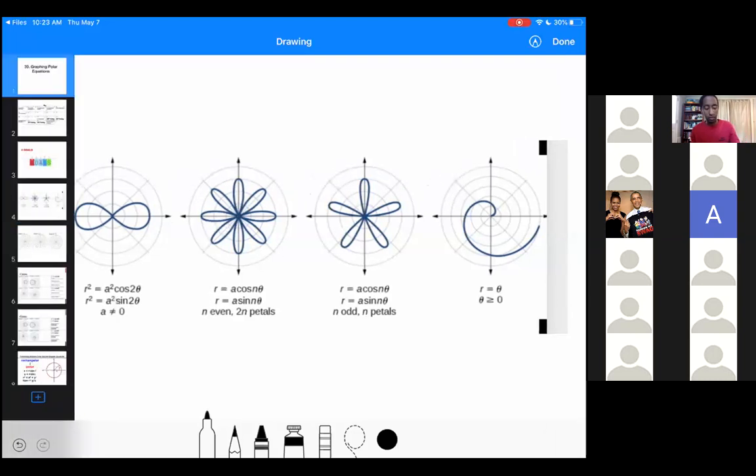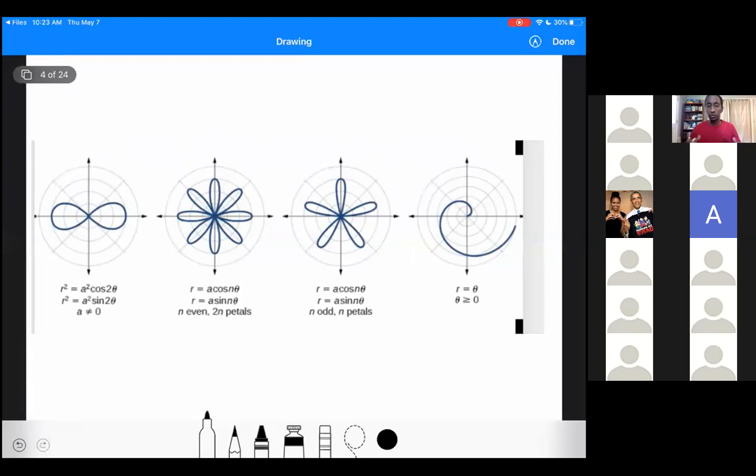Okay, so here's what we're looking at today. This is graphing polar equations. What we did last class was we looked at what a polar coordinate system is and how you plot points on that polar coordinate system, and today we're looking at equations.